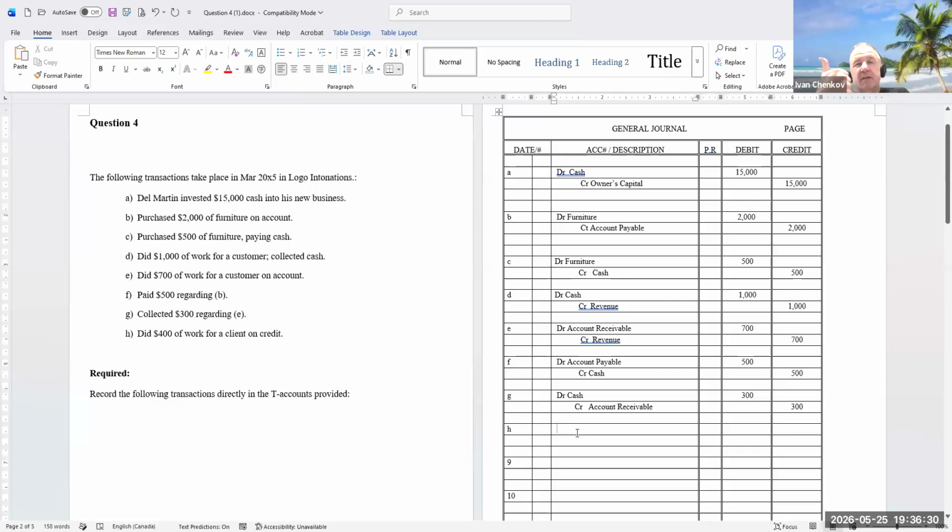So again, we provide the services and the client didn't pay us. So we have to debit something. Which account are we going to debit? Again, accounts receivable, with $400 now. And why do we debit accounts receivable? Because we provide the service to the client. That will be our revenue for the same amount of $400.